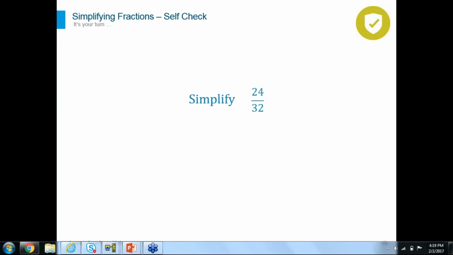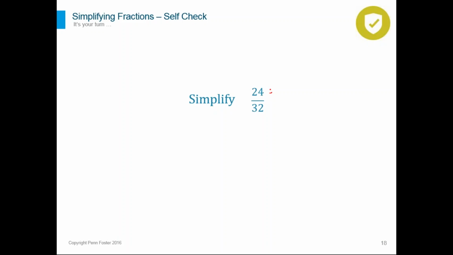Okay, let me share my answer then. So to simplify that, I can just simply notice that 24 and 32, both of them are multiples of 8. I can just divide over 8, and divide over 8 equals to 3 over 4.